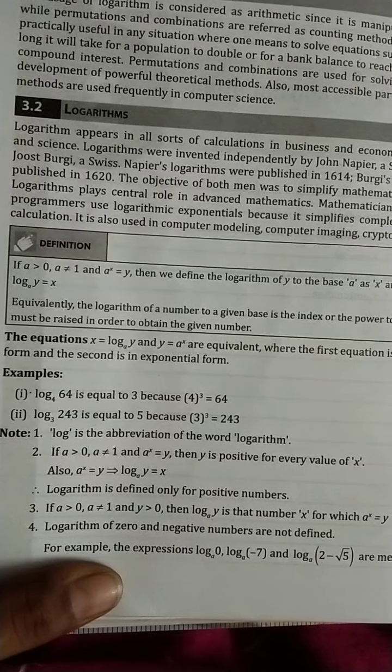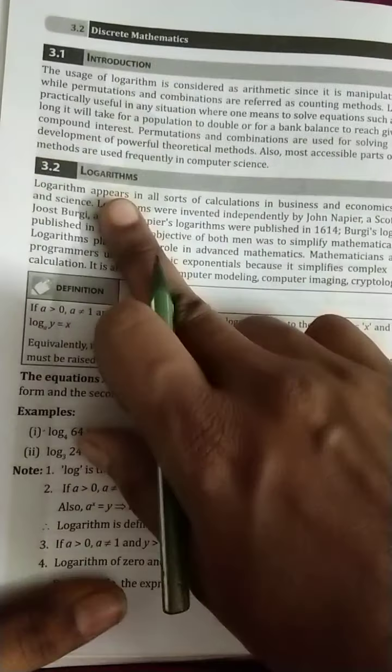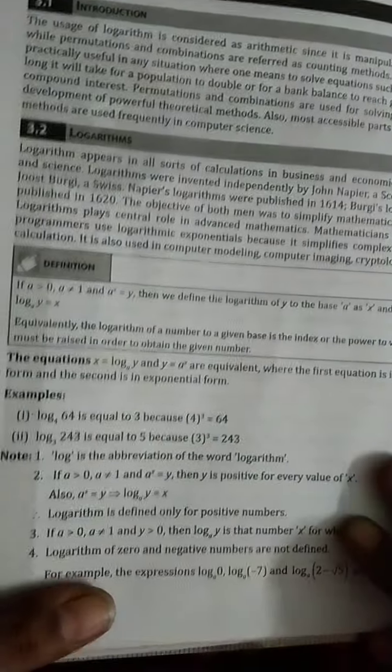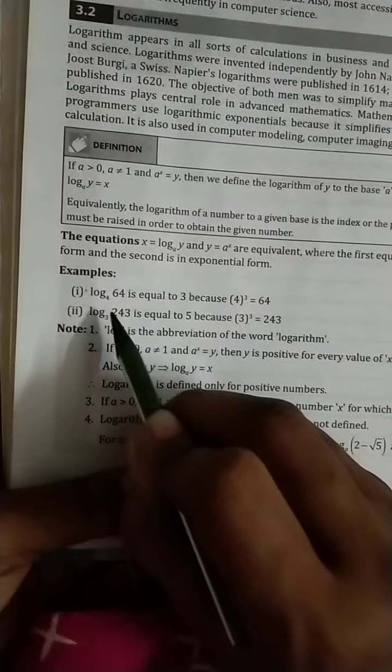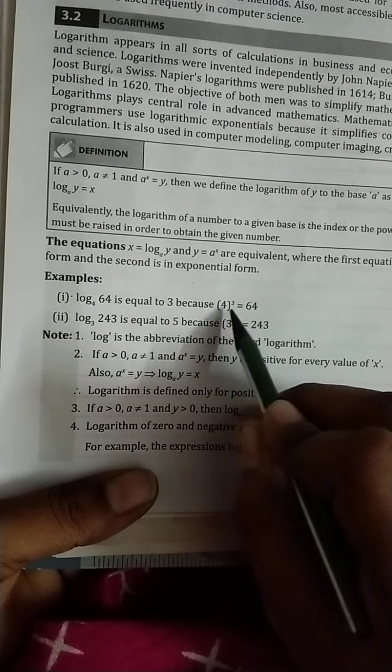We do a little revision on log today. So, chapter number 3, discrete mathematics. Okay, logarithms. So see, log 4 64. 64 can be written as 4 power 3.